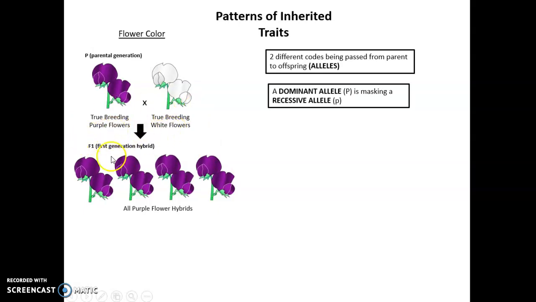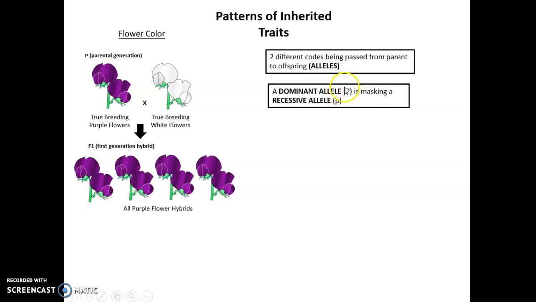Okay, so with this F1 first generation hybrid, because they're all purple and there's no white at all, we know that there must be a dominant allele that's masking this other allele, the recessive allele. And the way we know that is because even though there's at least one version of purple and one version of white in each one of these flowers, because they have half of their genes from one parent and half from the other, and yet only the purple is showing. That tells you that that is a dominant allele.